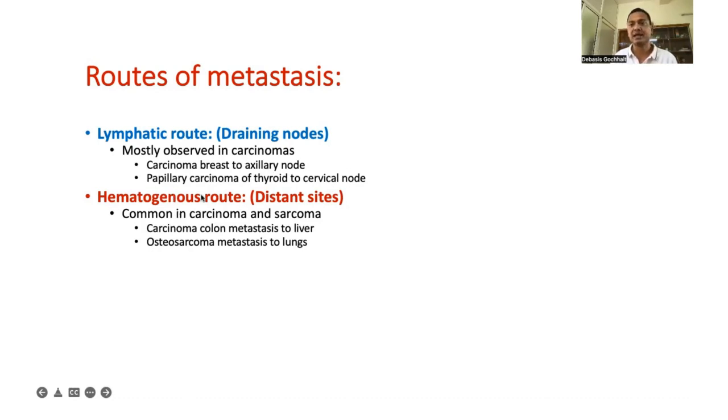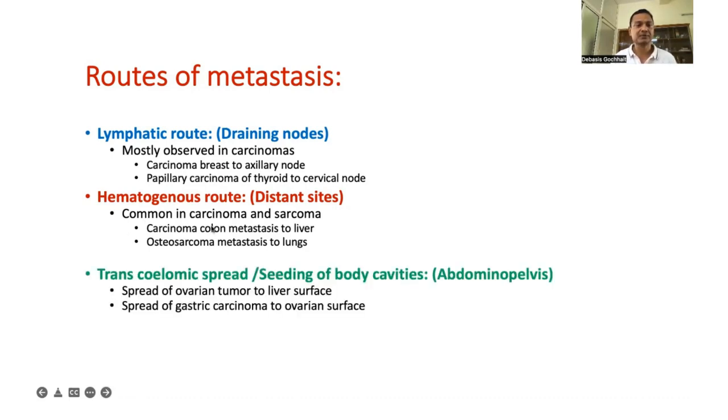The second route is hematogenous route, by which we mostly encounter distant metastasis, and it is common in carcinomas as well as sarcomas. Okay, for example, if you have a carcinoma colon which goes into the liver, or a osteosarcoma which metastasizes into the lungs. The third modality is transcelomic or seeding of body cavities. This is mostly encountered in case of abdominopelvic tumors. For example, a spread of ovarian tumor to the liver surface, or reverse, you can say a spread of gastric tumor to the ovarian surface.